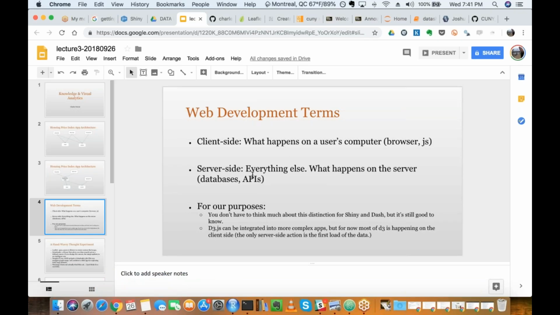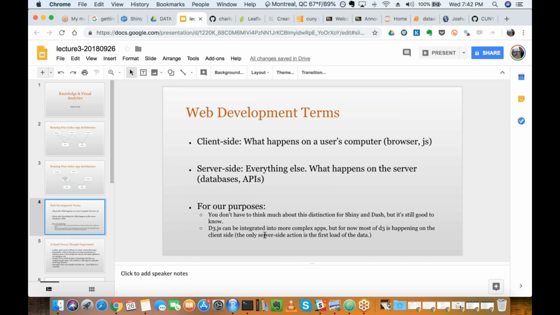The things to associate: client side is what's happening in the browser. That's JavaScript. JavaScript is the language of client side web. And the server side is everything else. That's what's happening on the server, so your databases, things like APIs. If you make an API call to something, that's happening on what's considered the server side. For our purposes, you don't have to really know the distinction for Shiny and Dash, but it's good practice to know.